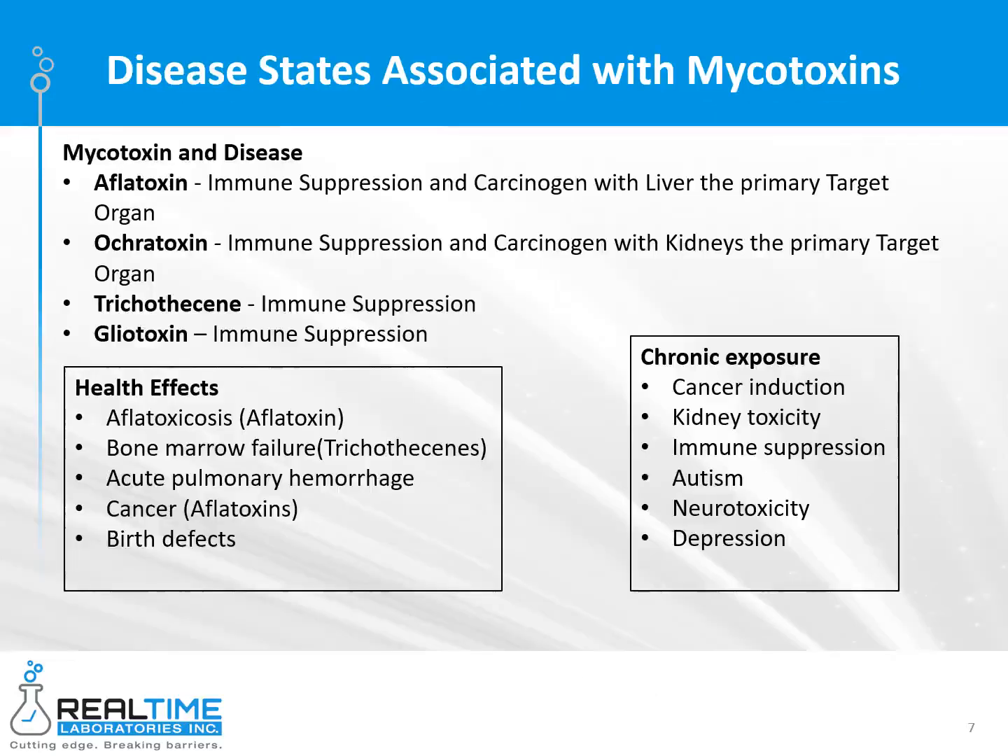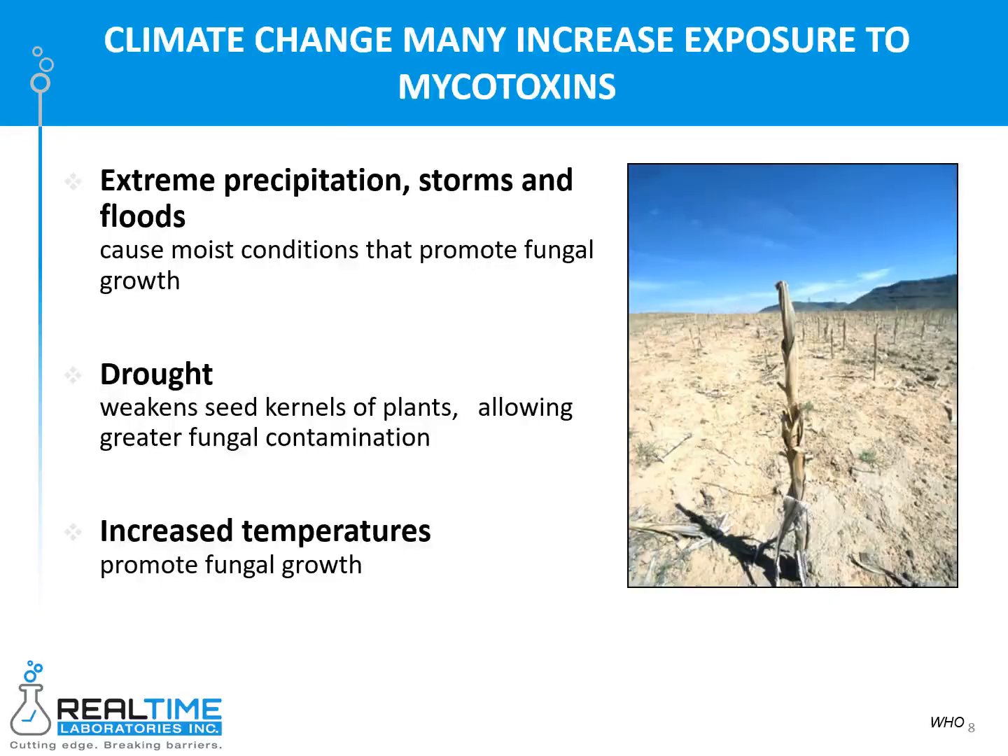The diseases associated with mycotoxins are the climate changes that many believe can increase exposure to mycotoxins. It's because it's dry. They're looking for water, and they've taken their spores and consolidated them down to make sure there's good DNA protection. The extreme precipitation from storms and floods can cause moist conditions, and they just love that.